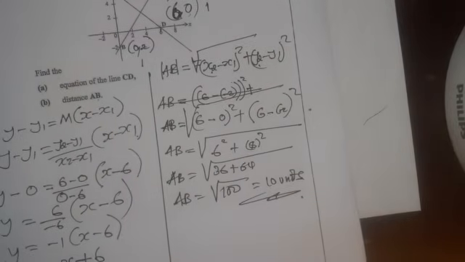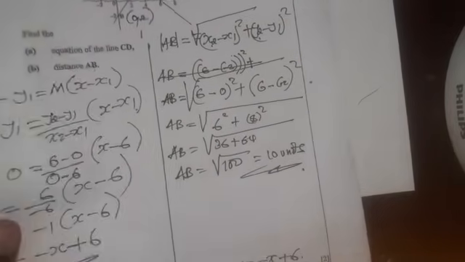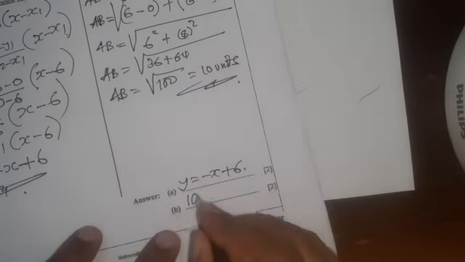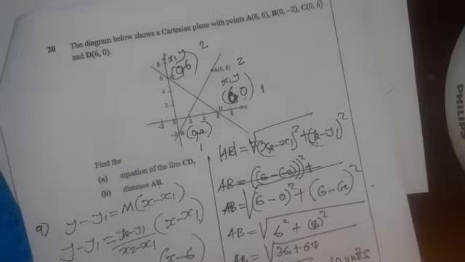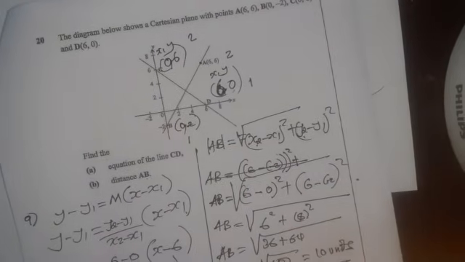Okay. So you come and write here to say 10 units. We don't know the units. So that's where we end for this one. From which topic? Coordinate geometry. You need to know the topics. All right.